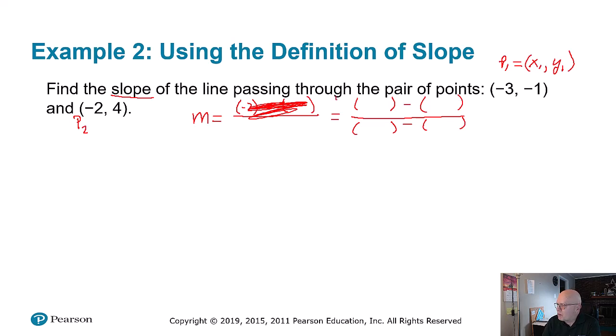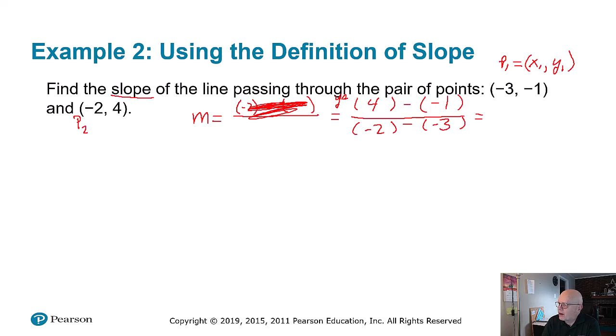Now on the top are the y values. So here's the second one, that's 4. And of course there's only one y value left here, -1. Now x is on the bottom. Start with number 2, that's -2. And of course there's only one number left, -3.